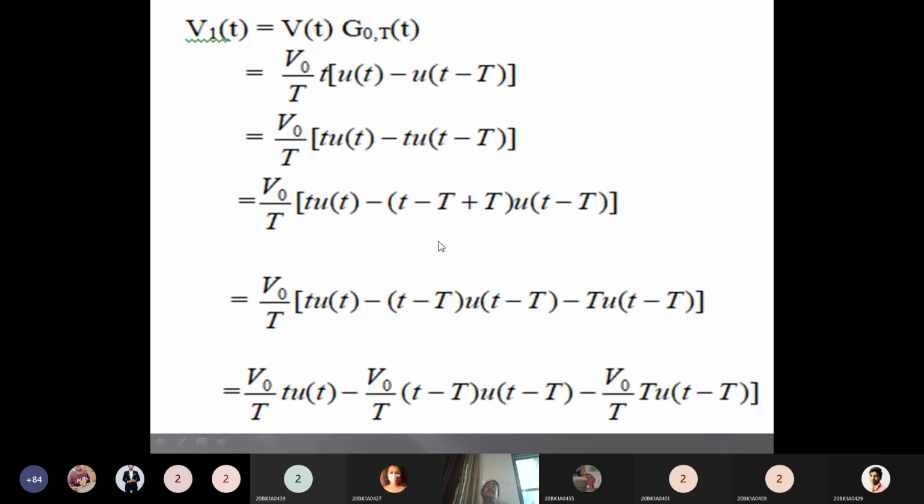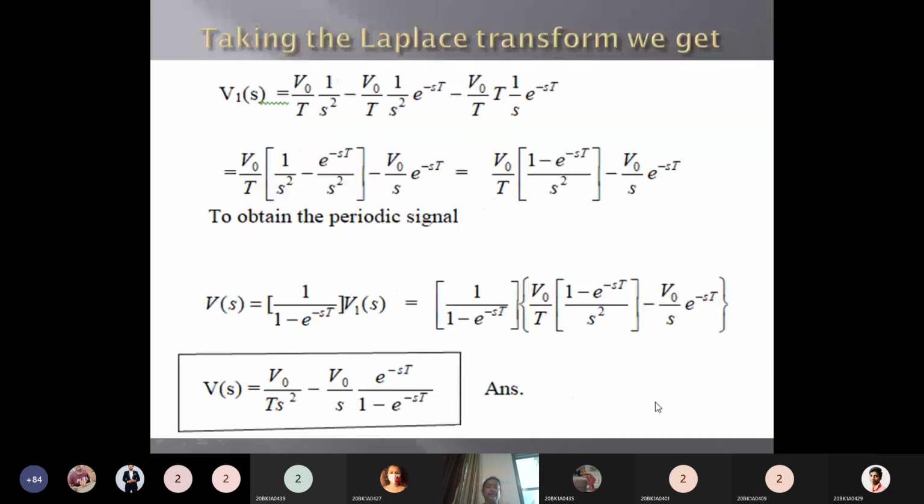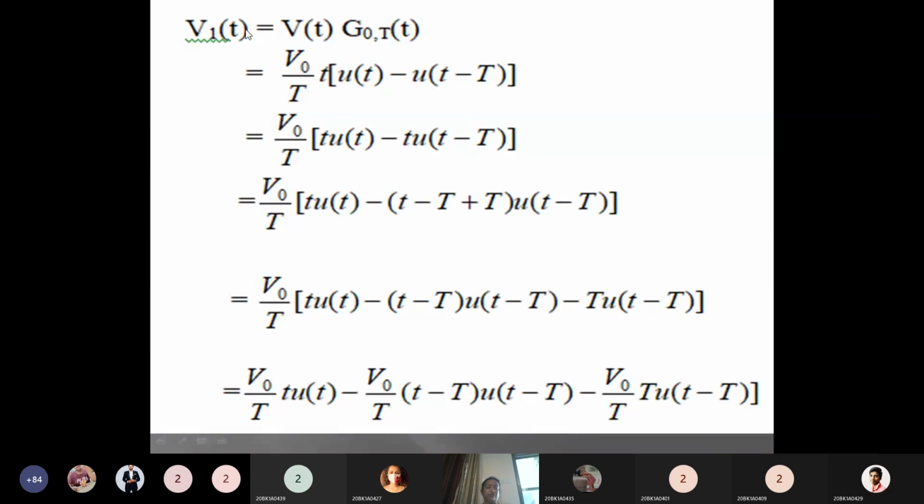See, after getting this particular equation in the time domain, you have to apply the Laplace transform. So taking the Laplace transform, V1 of S is equal to, here V1 of t is there. This is the V1 of t equation. All of you have entered this equation into your notebooks.